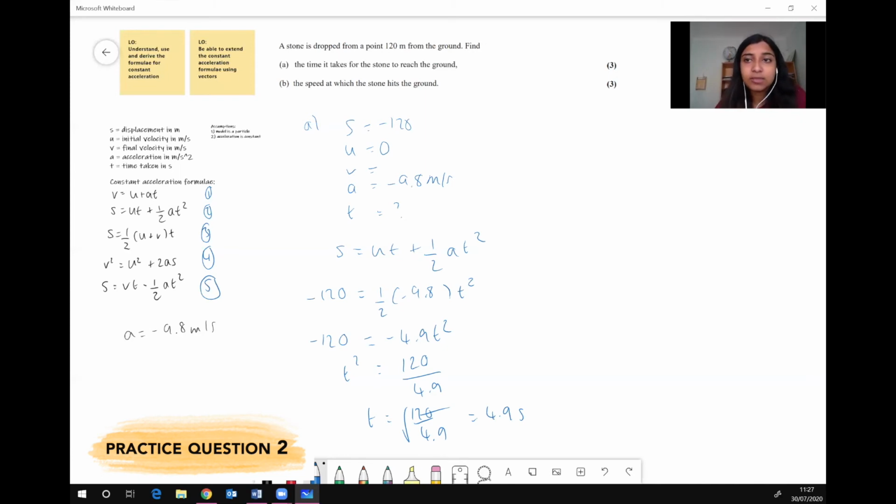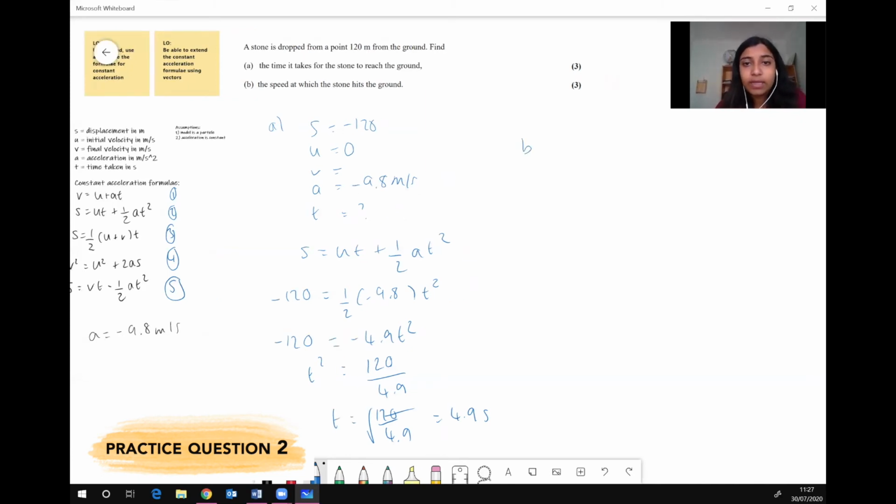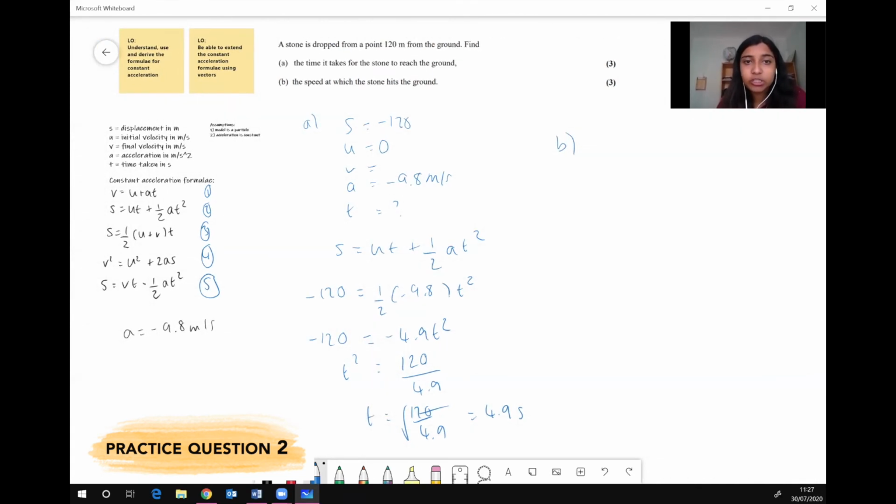So that's our answer to part A. Now if we try part B, we want to find the speed at which the stone hits the ground. So we want to find our final velocity V. Because we don't know if our T is correct, we want to use our equation that has everything apart from T.